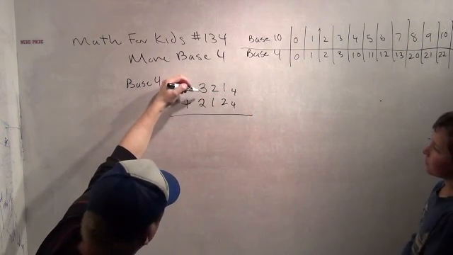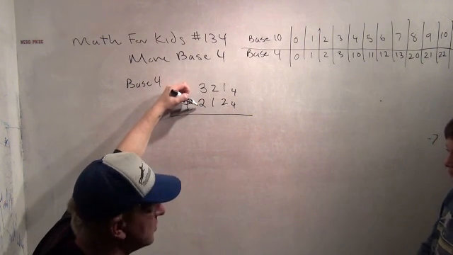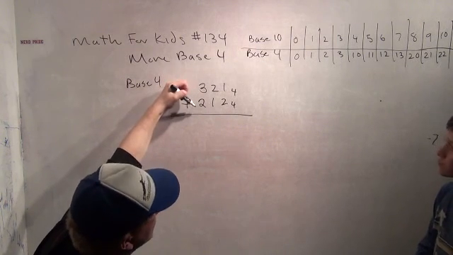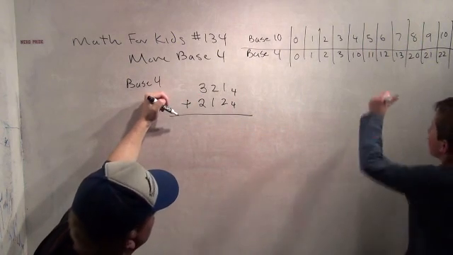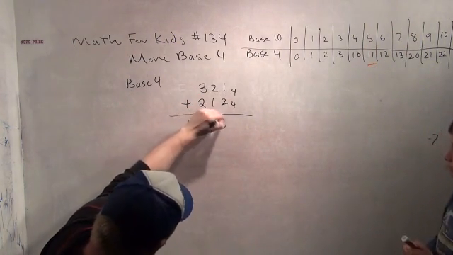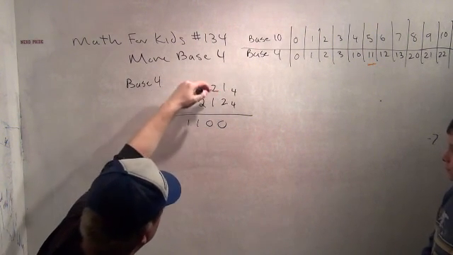So now we get 3 plus 2 in this column. And that's 5. But what is 5 in base 4? 5 is 1, 1. So this is going to be 1, 1, 0, 0. Right? Because this is really 3, 0, 0 plus 2, 0, 0.